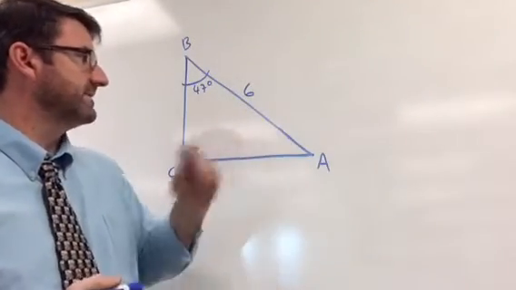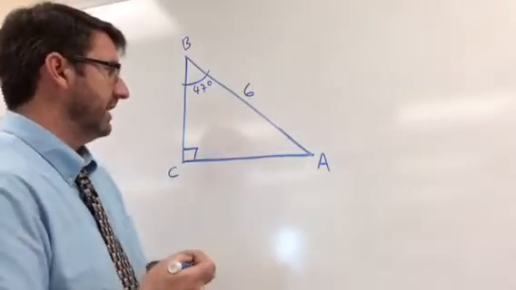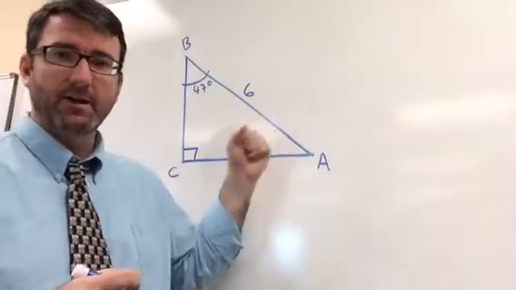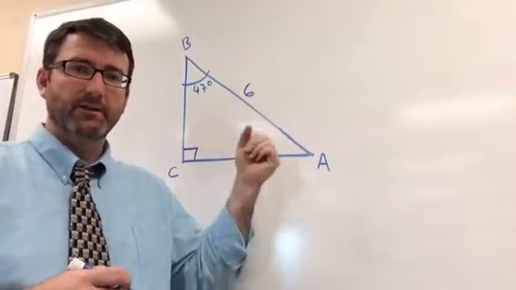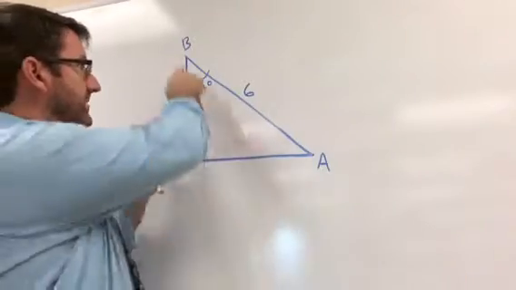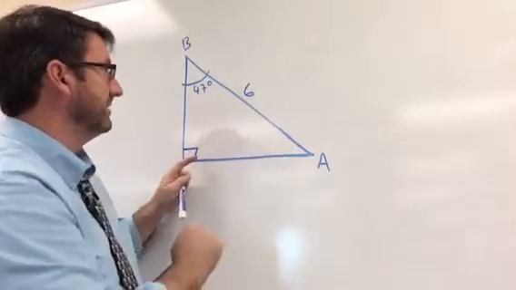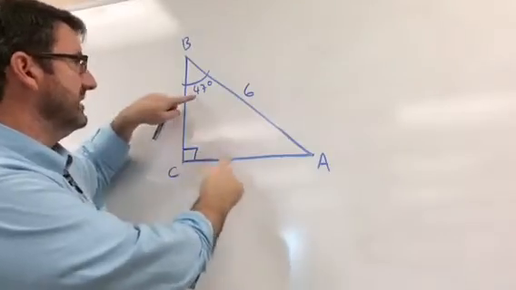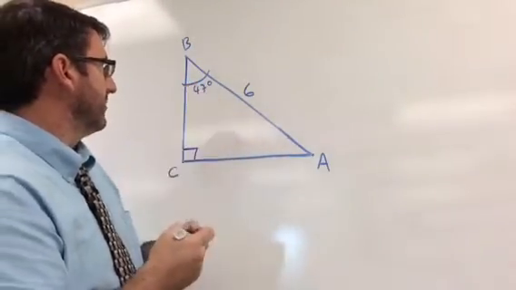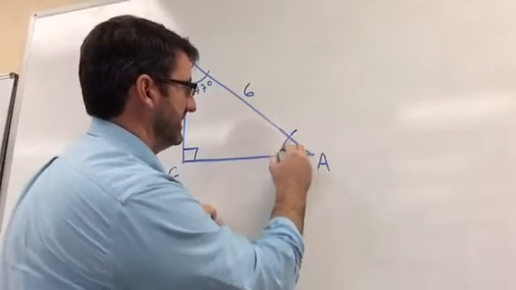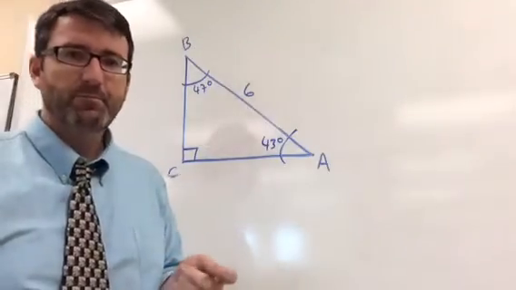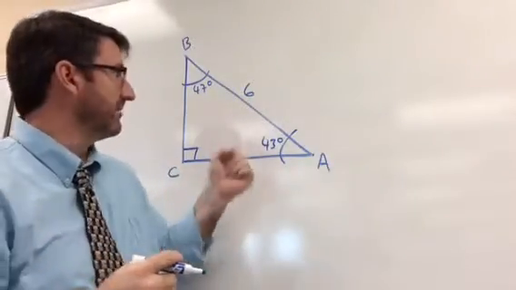So let's just find this other angle first. We know that the three angles of a triangle have to add up to 180 degrees. We learned that back in geometry. And so if these three angles add up to 180 degrees, and this one is 90, it means these two have to add up to 90 degrees. So 90 minus 47 is going to give us an angle measure here of 43 degrees. All right, so that's all three angles.